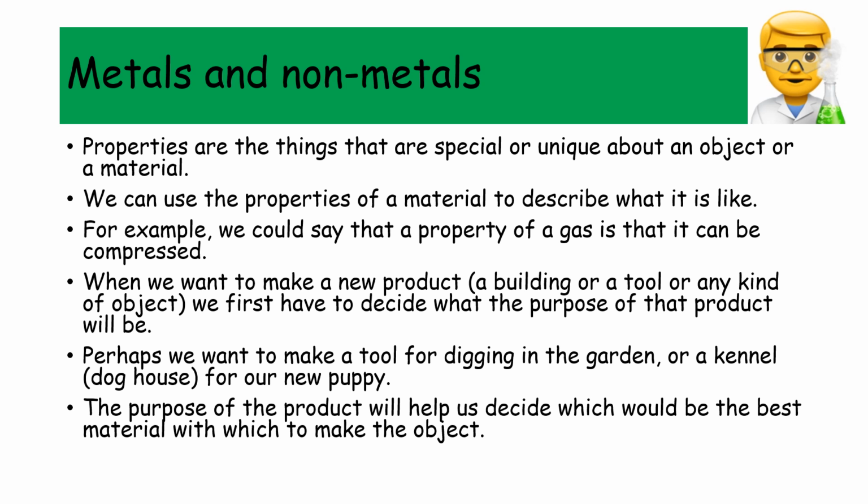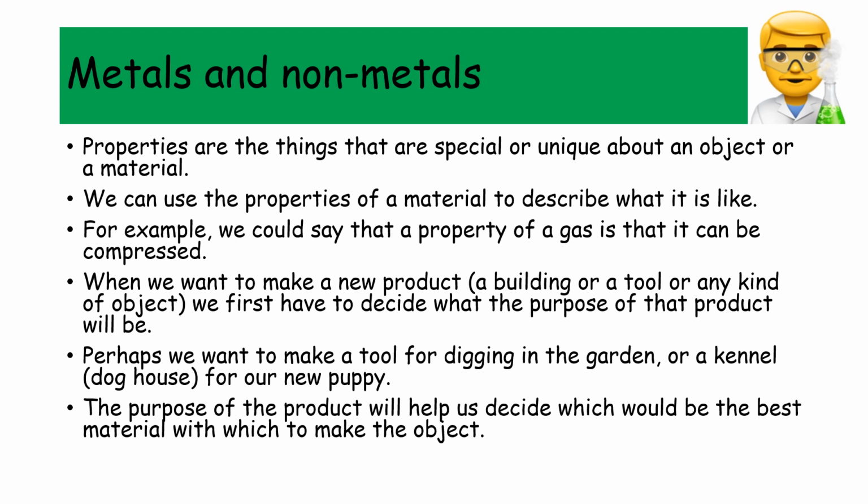Properties are the things that are special or unique about an object or a material. We can use the properties of a material to describe what it is like. For example, we could say that a property of a gas is that it can be compressed.